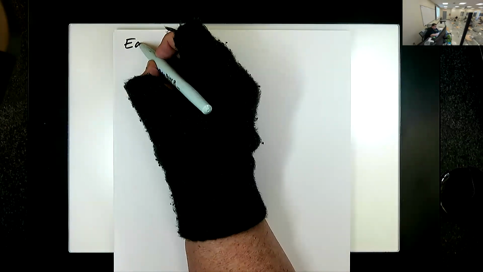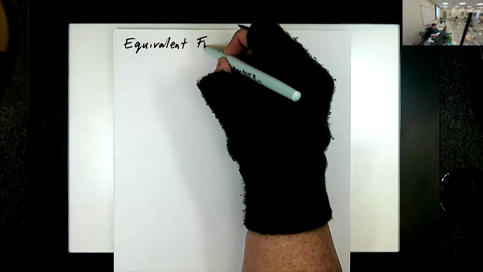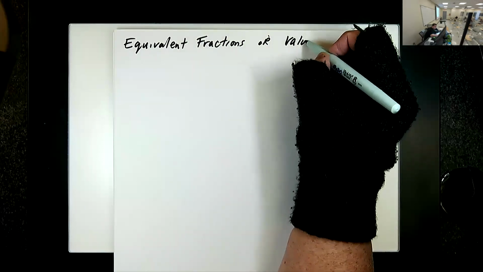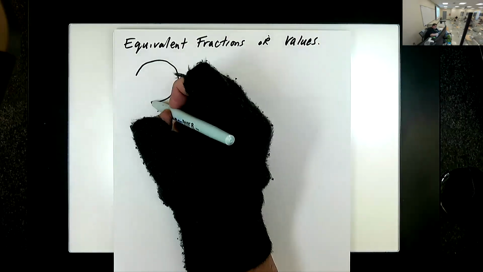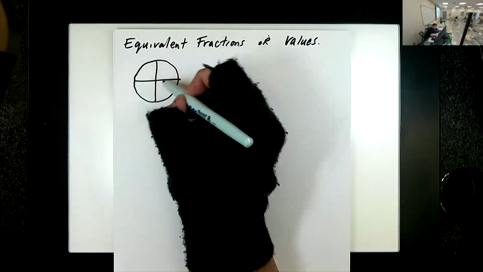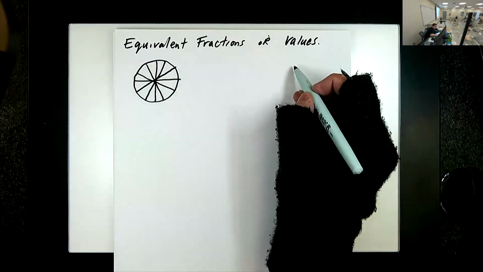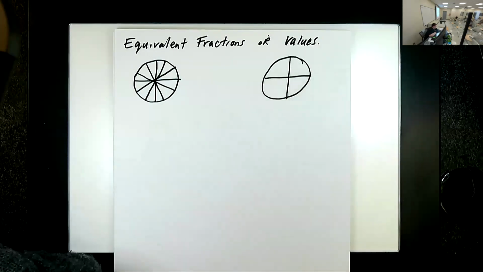All right, so now let's take a look at equivalent fractions or values. I'm gonna go back to our pizza thing real quick. I'm gonna draw the pizza the way it came. And then what if I didn't cut the pizza into as many slices? What if I just cut it into 4 slices?